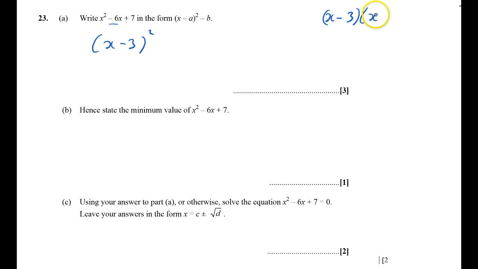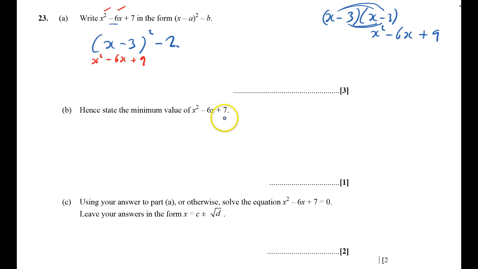x minus 3 times x minus 3 is x squared, minus 3x, minus 3 more x is minus 6x's, and minus 3 times minus 3 is plus 9. So what I've actually written down here is x squared, which is great, minus 6x, which is great, but I've also written down plus 9. I didn't want it to be plus 9, I only want it to be plus 7, so therefore I need to take away 2 from there.